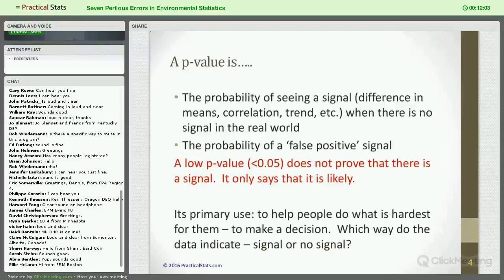So the p-value gives you a measure of how unlikely the no signal, the null hypothesis, is. So its primary use is to help people decide what to do. That's the hardest thing for a human being to do, and that's to make a decision. So which way do the data indicate, that there's a signal in my data or that there's not? That's what a p-value can give you an indication of.